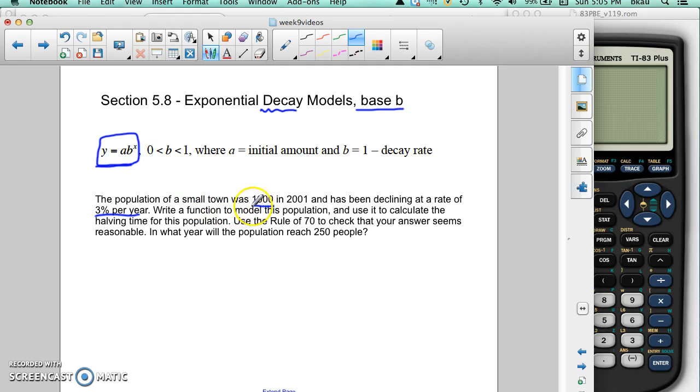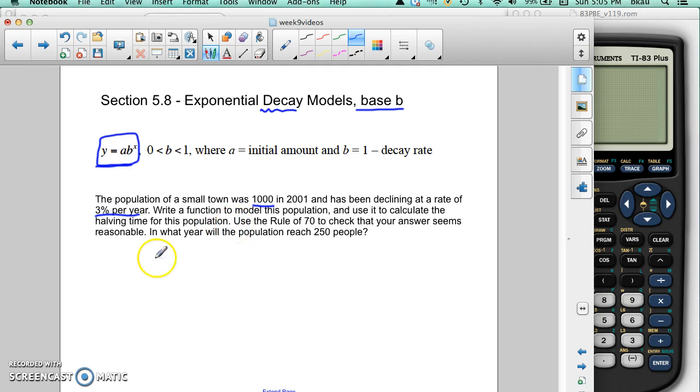It says write a function to model this population and use it to calculate the halving time for the population. Use the rule of 70 to check your answers to make sure they're reasonable. In what year will the population reach 250?